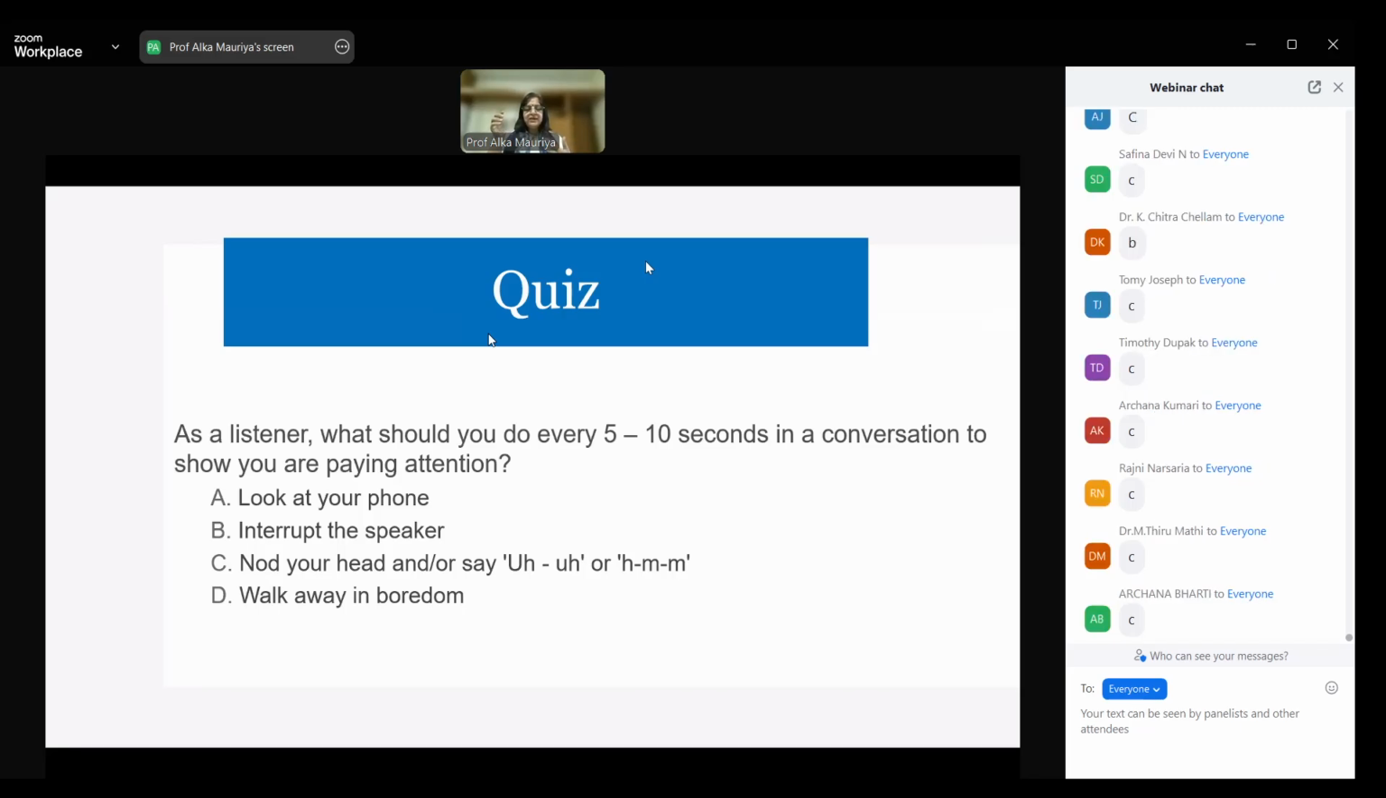Dr. Chitra, I think you meant it the other way around. Interrupt the speaker, I think you meant that you should be asking a question. But here, interrupting the speaker is not there in the same tone. So C is the right answer: you nod your head to convey to the speaker that definitely you are listening and you are attentive. And in such online sessions, we keep on asking questions to see that everyone is paying attention or not. Fine, good.